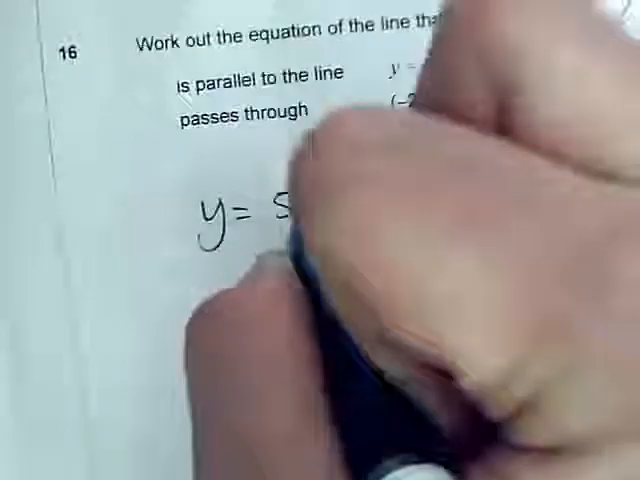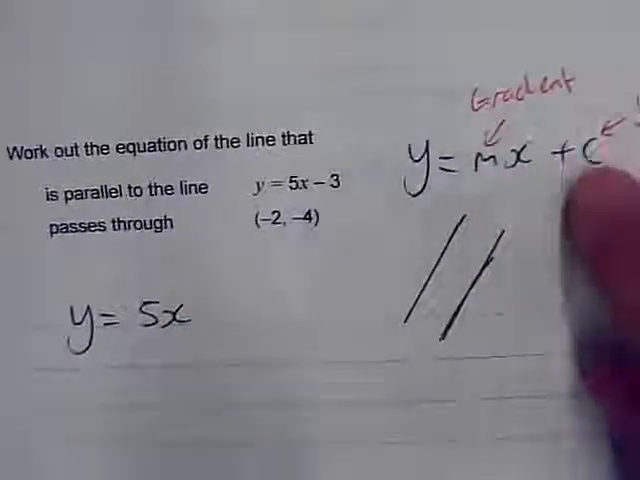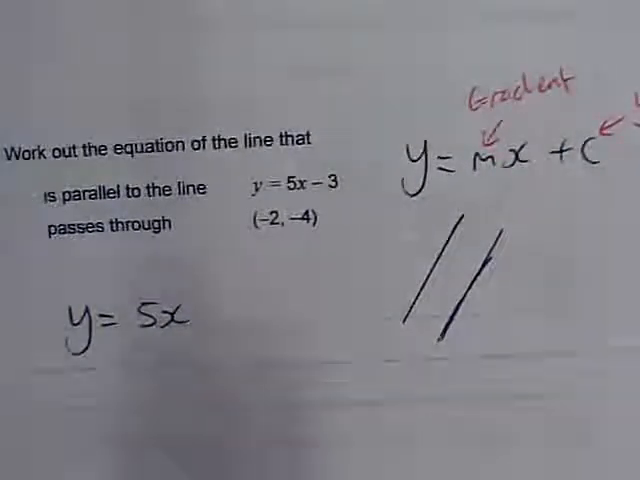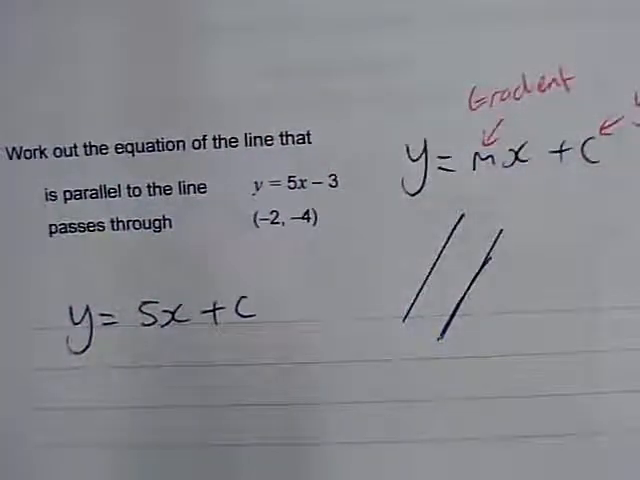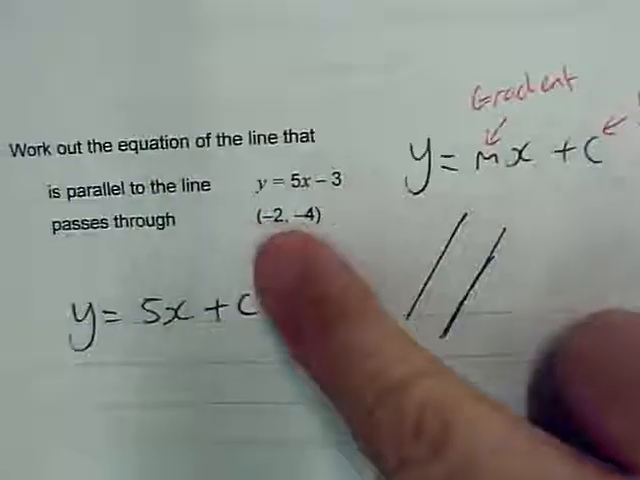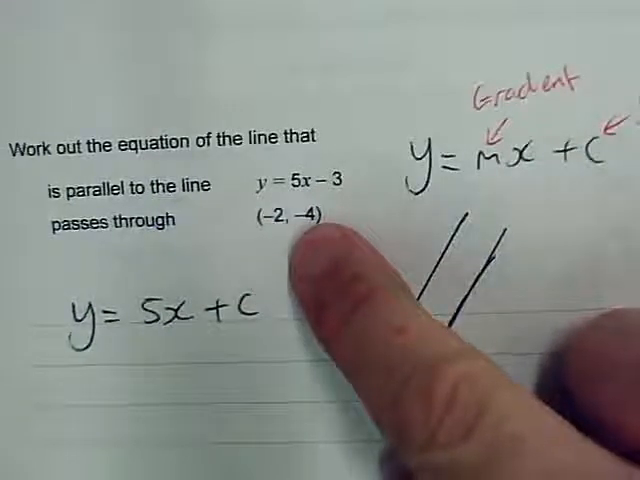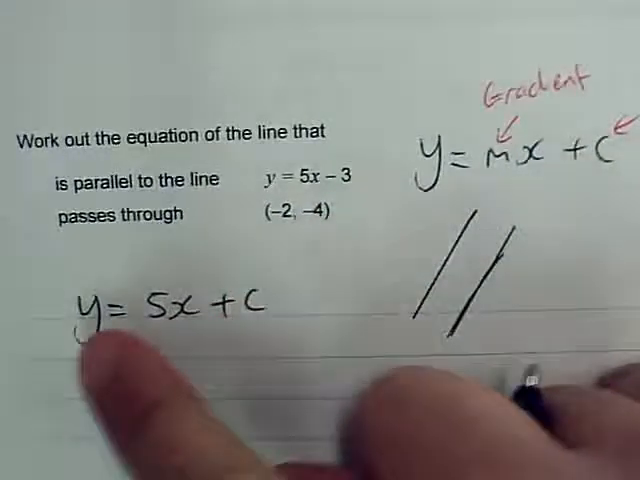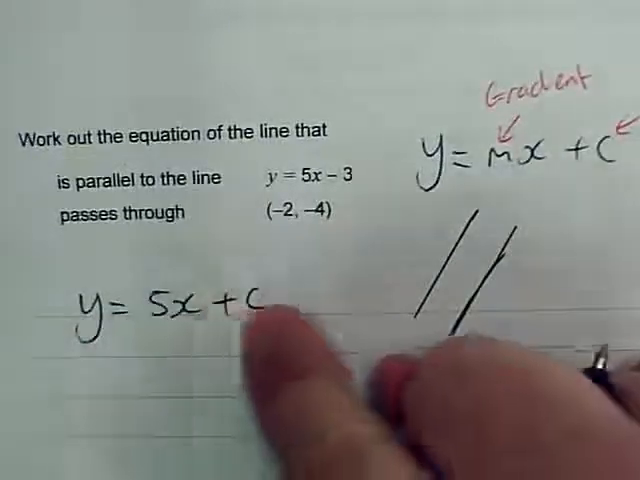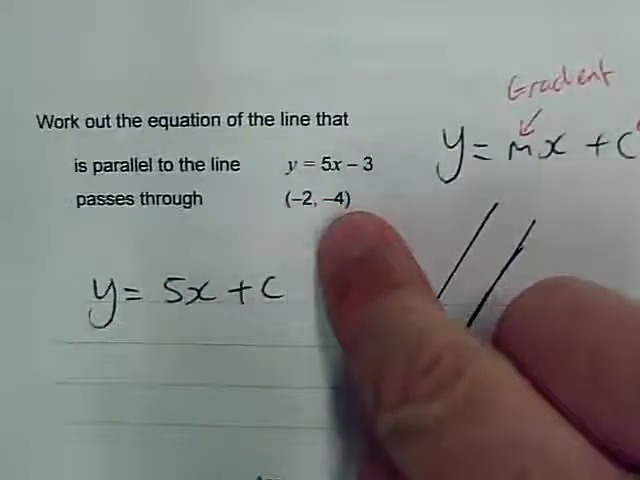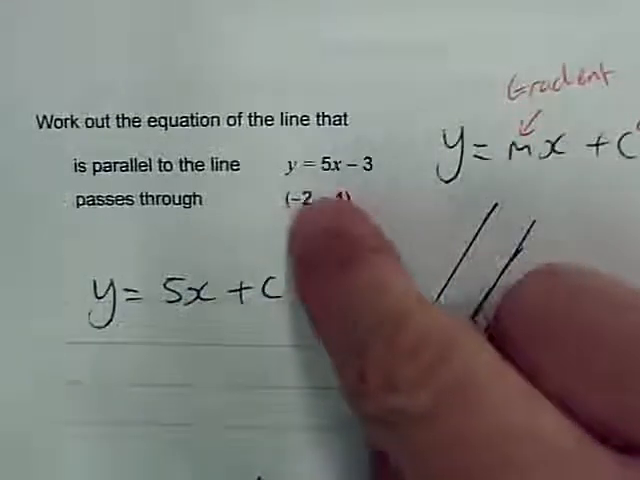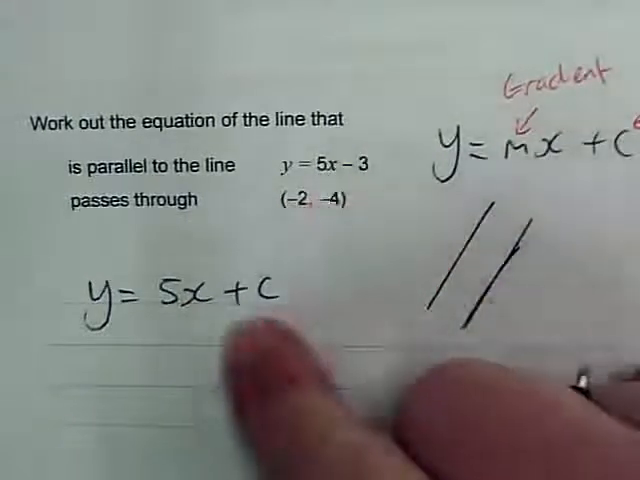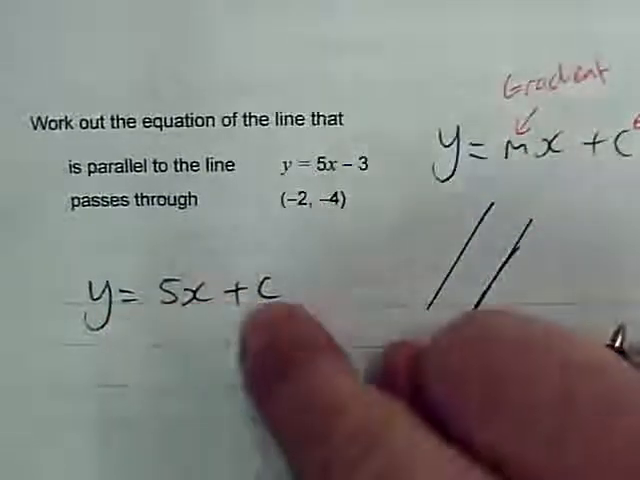So I could start off writing my equation as y equals 5x, and now I need to work out what c is. So I'm going to write plus c because I don't know what that is. Now it says it passes through the point minus 2, minus 4, and the equation should be able to generate these points. So this coordinate should satisfy this equation.